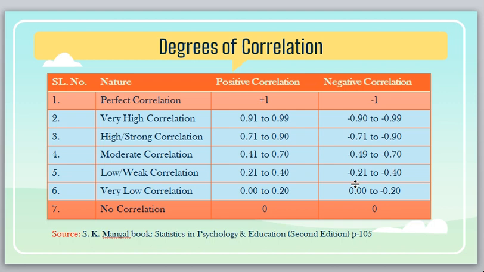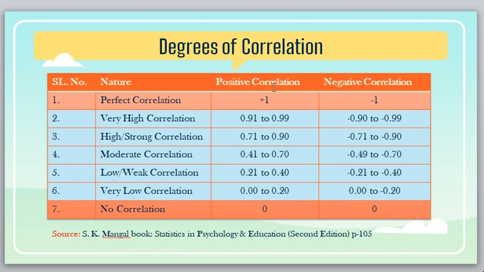So now coming to the degrees of correlation, these are the ranges, the degrees. We have both positive and negative. When the values are negative, we can say there is a negative correlation, and when they are positive, we can say that there is a positive correlation. When our computed correlation value is +1, we can say that there exists perfect positive correlation between the two variables. And when our obtained correlation value is -1, we can say that there exists perfect negative correlation between the two variables. Similarly, if the value ranges from 0.91 to 0.99, we can say that there exists a very high correlation between the two variables.